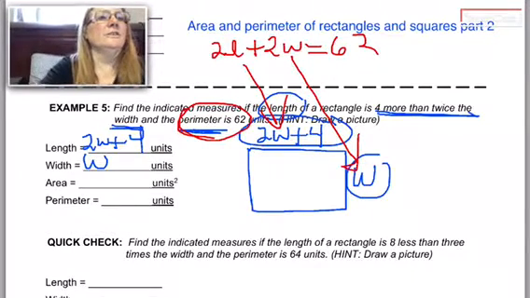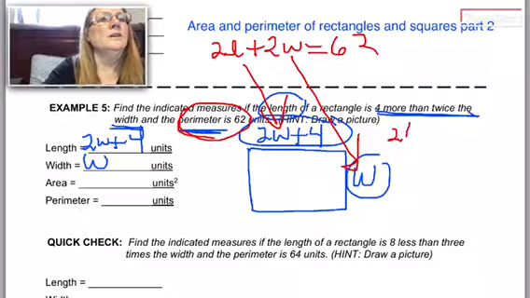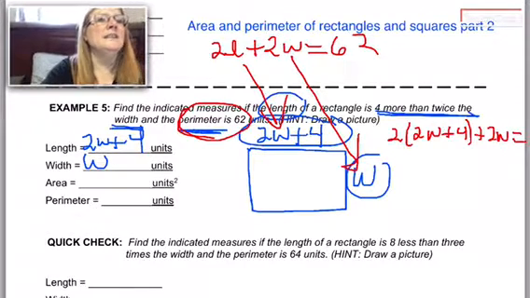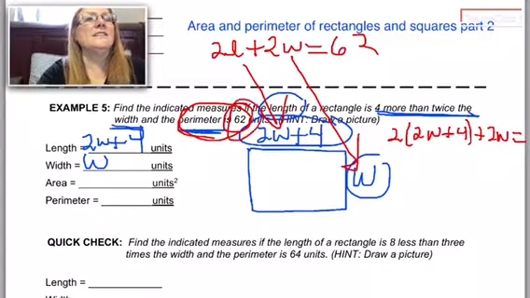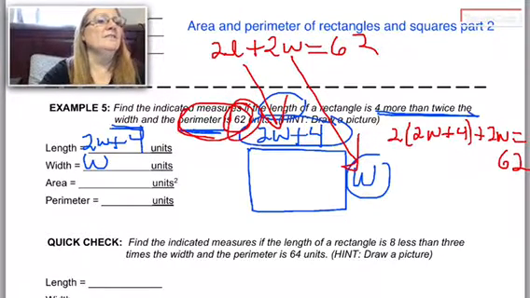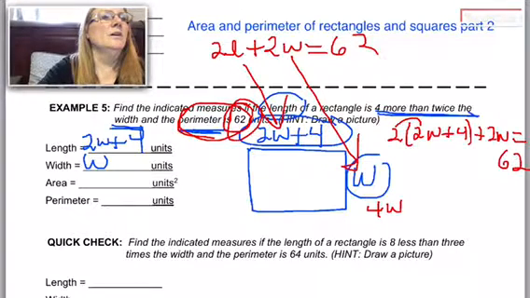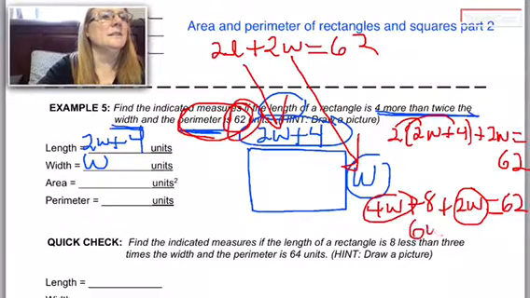So let's write that out. I'll give myself 2 times 2W plus 4 plus 2 times W. Well, that is equal to the perimeter, which they tell us is 62. Okay, so now we have an algebra equation. I'm going to distribute here. 2 times 2W is 4W. 2 times 4 is 8. Plus 2W equals 62. Combine like terms, 2W and 4W, and I get 6W plus 8 is equal to 62.